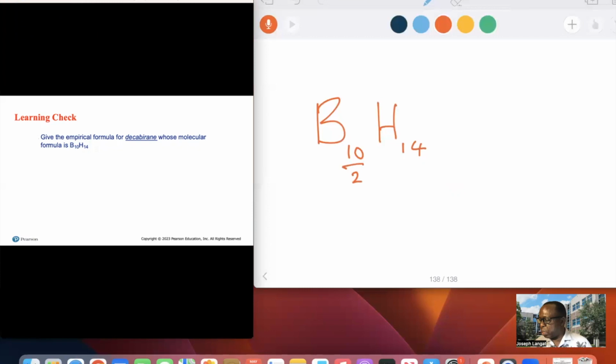If I divide by 2, I divide by 2. This will give us P5H7. This is the empirical formula. To end up with that, you just divide by what? Divide by 2 to get that.